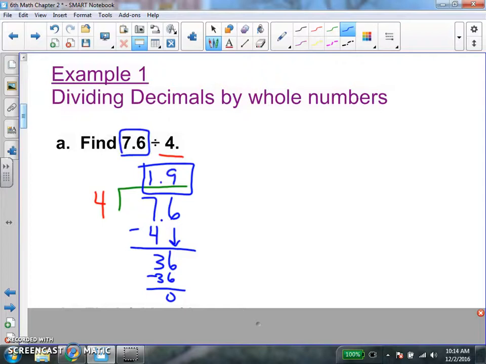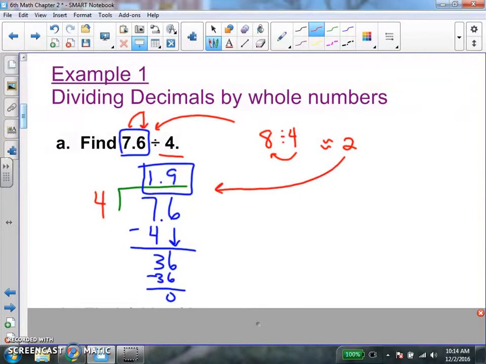Let's just estimate our beginning answer to see if that makes sense. If I were to round 7.6, looking at the 6, I would round that up to an 8. So 7.6, the nearest whole number, would be 8 divided by 4. Well, that's like saying how many times does 4 go into 8? And you guys know, pretty basic, about 2 is our answer. About 2, yeah, it's really close in fact.